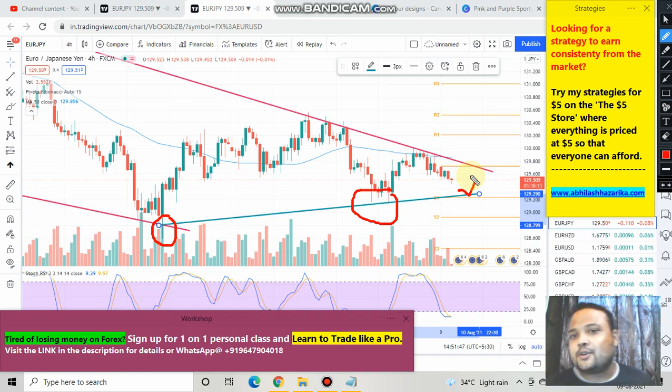So still there is a good possibility that the market may bounce from this trend line, because we can see that we can draw another line here. And this line complicates the whole picture of Euro JPY here.